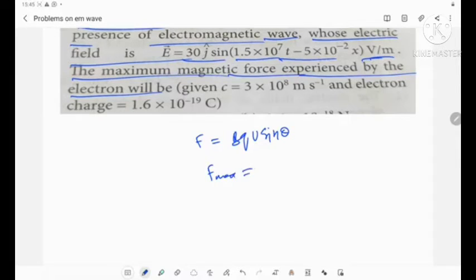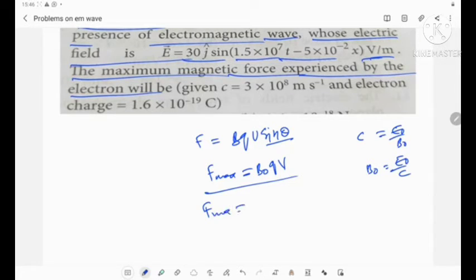For maximum magnetic force, the magnetic field is at its maximum magnitude. This becomes B naught QV, with theta 90 and sin 90 equal to 1. So F maximum is equal to B naught into Q into V. But c is equal to E naught by B naught, so B naught is equal to E naught by c. This becomes F maximum is equal to E naught by c into Q into V.